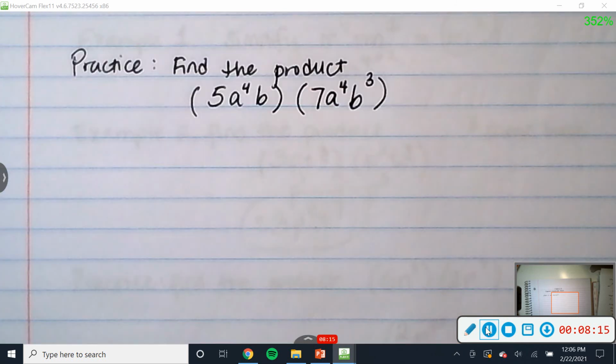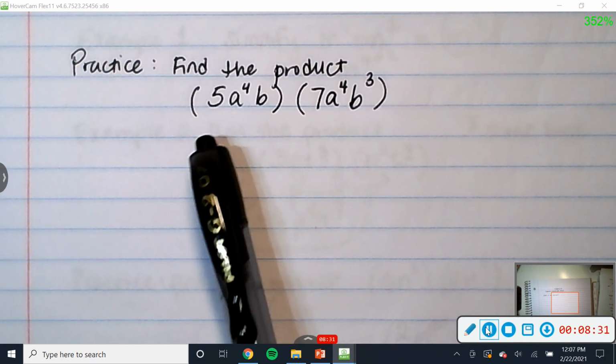Here is our very last practice problem. Try to pause and solve this one on your own, and then come back to see the answer. Okay, so I want you actually to pause for this one and try to solve it.